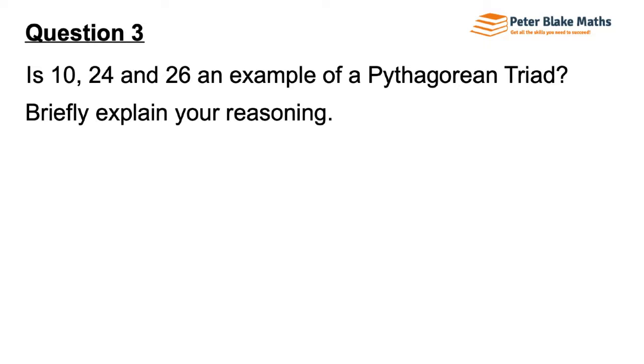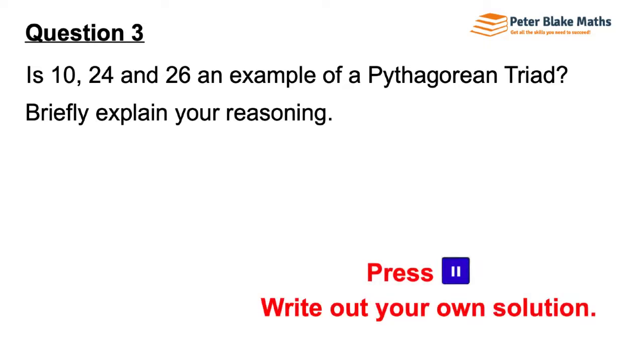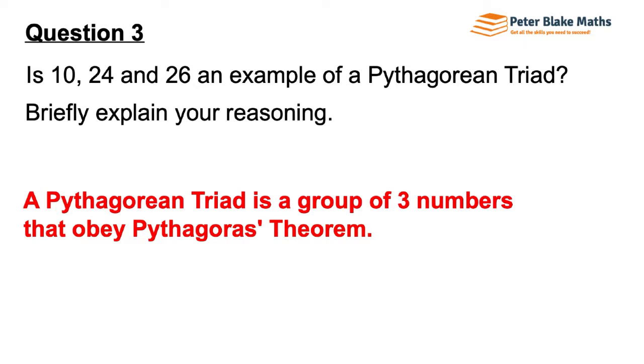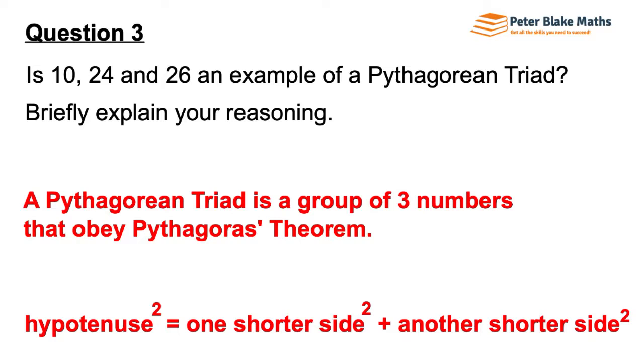Question 3. Is 10, 24 and 26 an example of a Pythagorean triad? Briefly explain your reasoning. Now, a Pythagorean triad, or a Pythagorean triplet, sometimes it's called, is a group of three numbers that obey Pythagoras' theorem. It means that the bigger number, the hypotenuse, should equal one of the shorter sides squared plus another of the shorter sides squared. So let's see if 10, 24 and 26 fits this pattern.